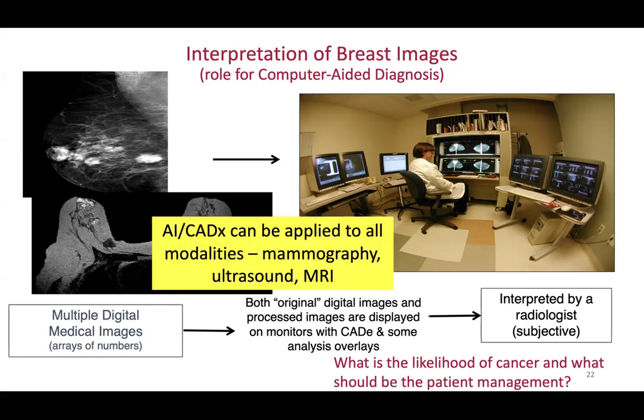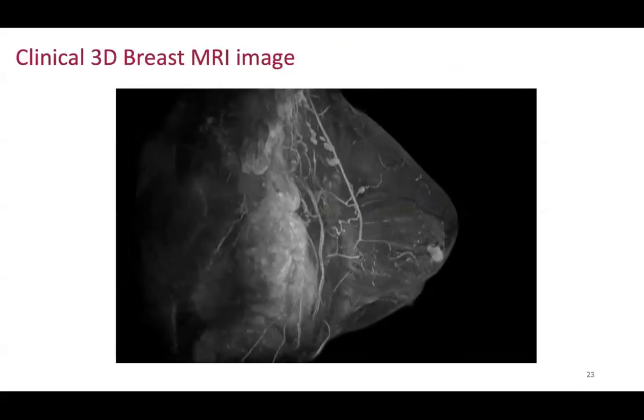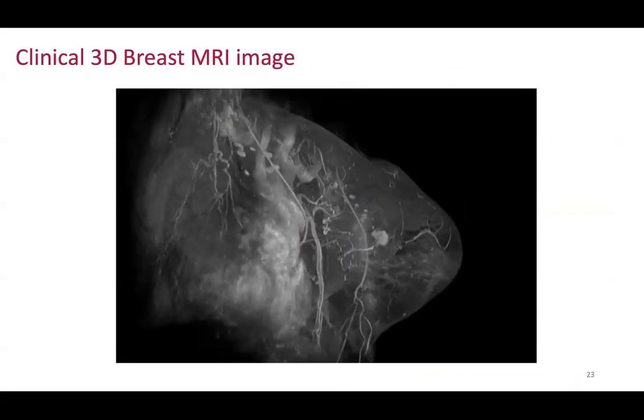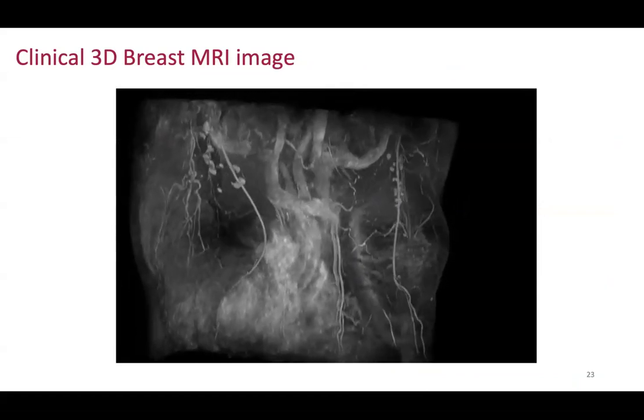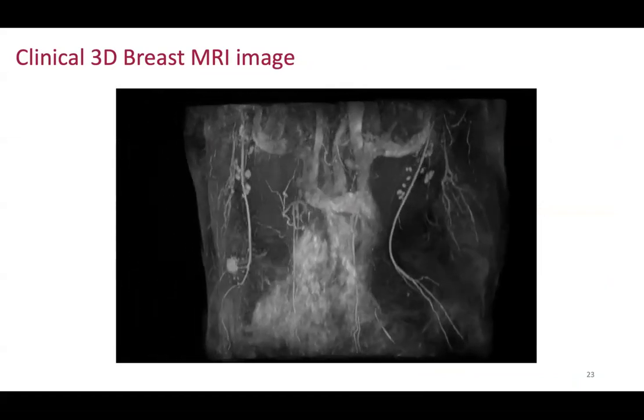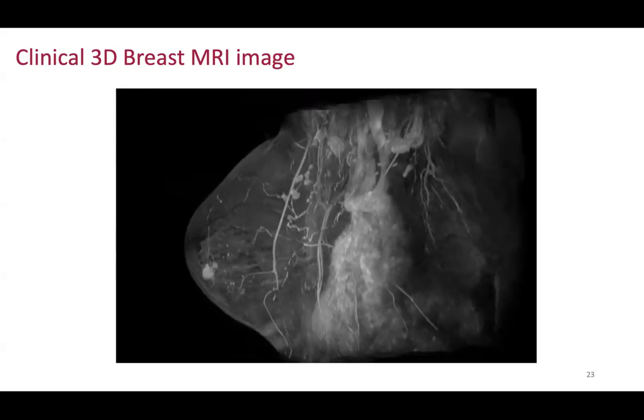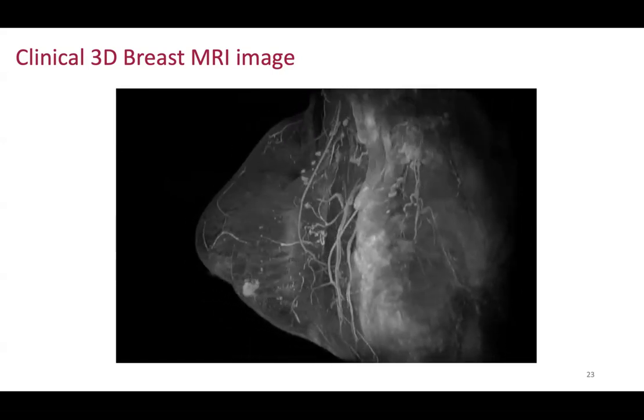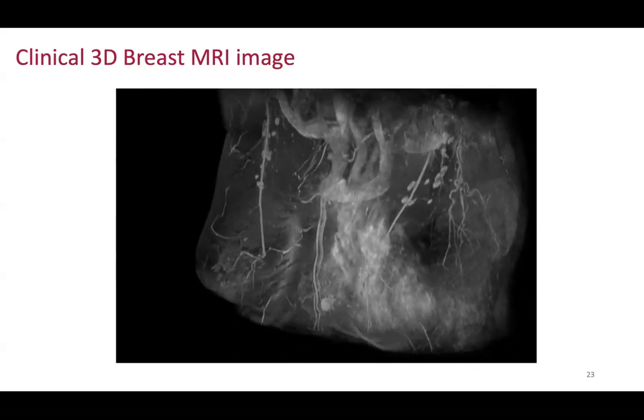Keep in mind at this stage, since the workup would include mammograms, ultrasound, MRI, the AI or computer-aided diagnosis could be applied to all those modalities. I'm going to focus today on MRI. So this is a clinical DCE, dynamic contrast enhanced breast MRI image. It's 3D and it's subtraction. And so that helps you see that lesion there.